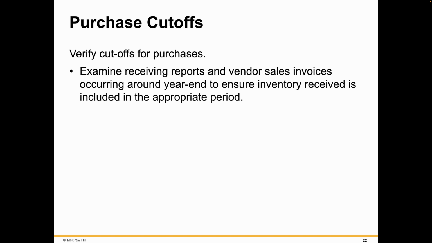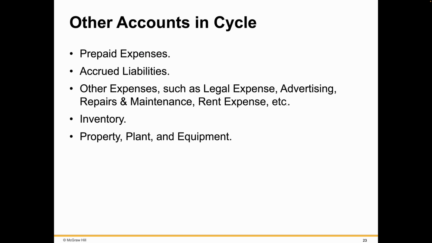Then we're going to look at purchase cutoffs. And when we're looking at cutoffs, we're examining the receiving reports and the invoices that happened around year end to make sure that they were recorded in the proper period. And then we're going to look at several other accounts within this cycle. So we might look at prepaid expenses. We're going to look at accrued liabilities, maybe other expenses such as repair and maintenance, legal. We're going to check out inventory and property, plant, and equipment as well.